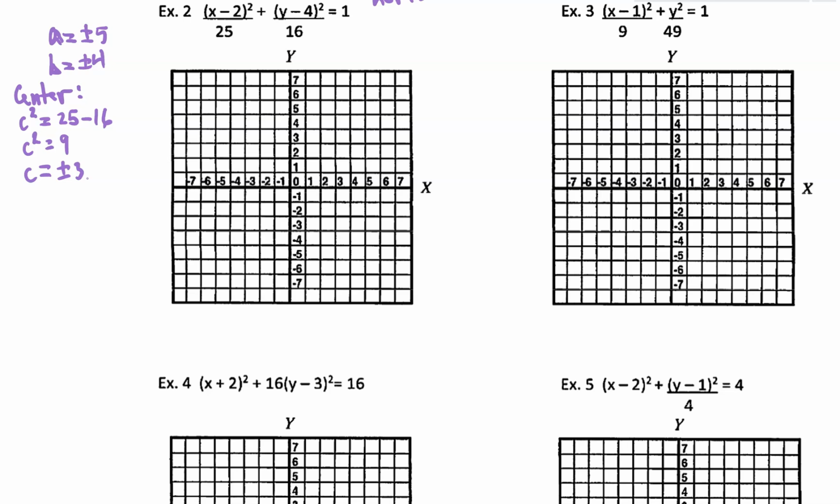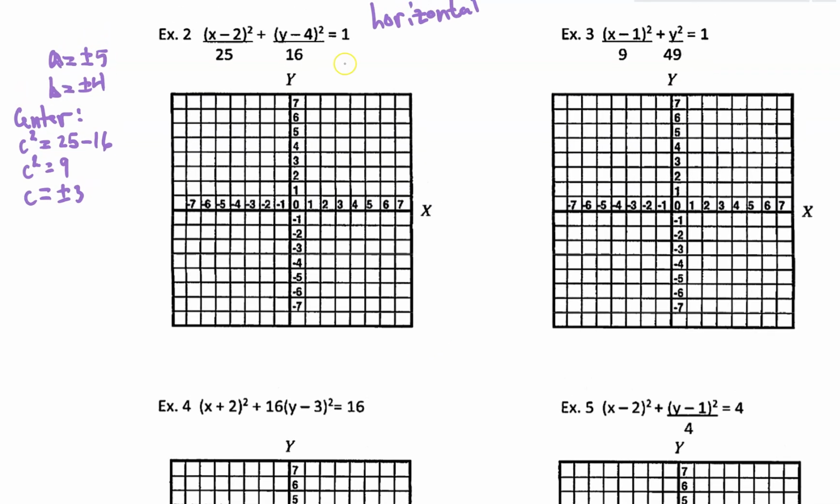So how do we find our stuff? Well, first of all, we find the center. The center is at 2, 4. Keep in mind, that's the center. And it's always opposite of what you see.